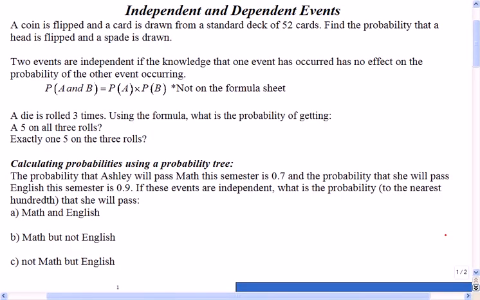Today we're going to take a look at extending our probability knowledge to independent and dependent events. So to start, we're going to take a look at this question here just to get us thinking about what these independent and dependent events are. A coin is flipped and a card is drawn from a standard deck of 52 cards. Find the probability that a head is flipped and a spade is drawn.